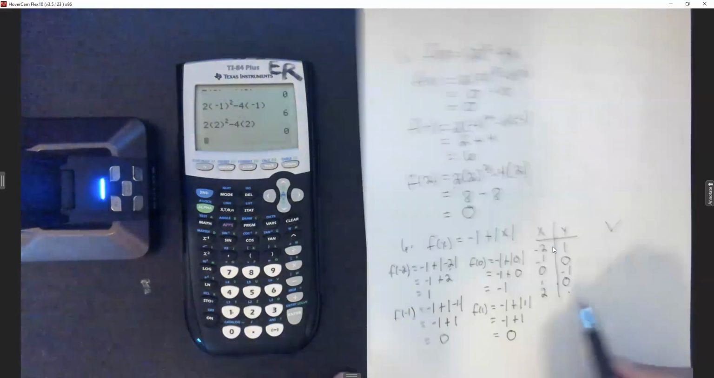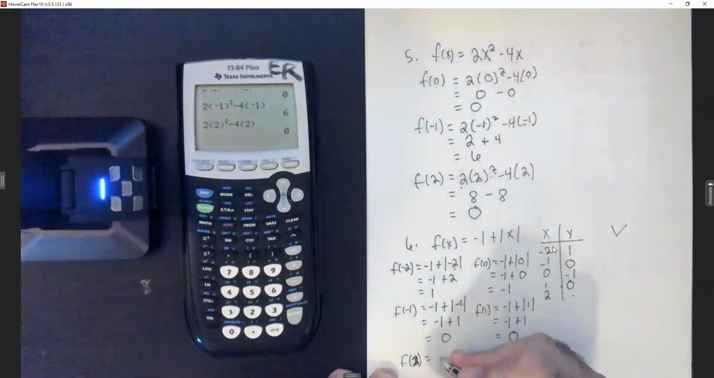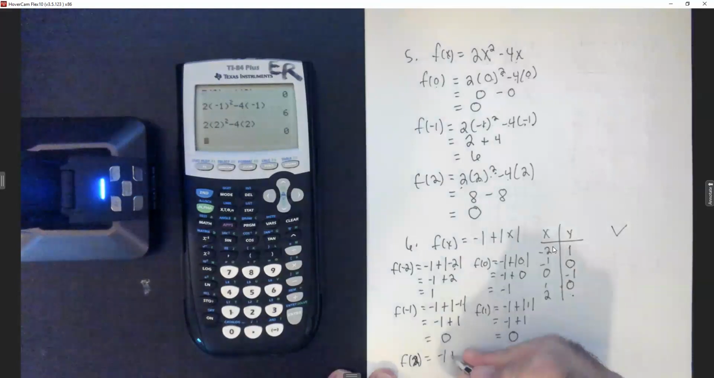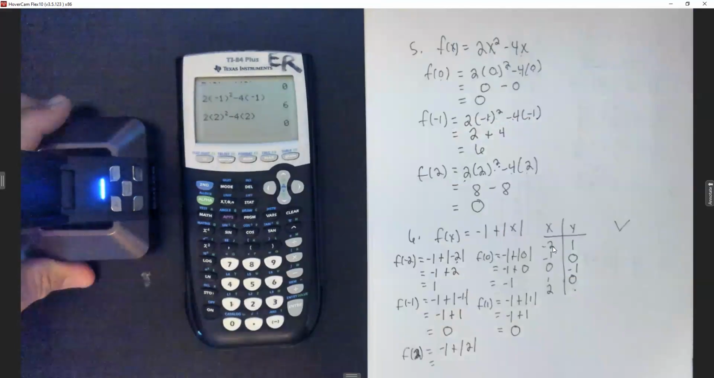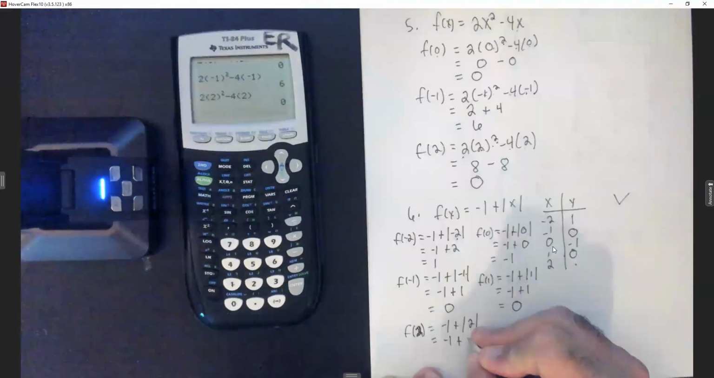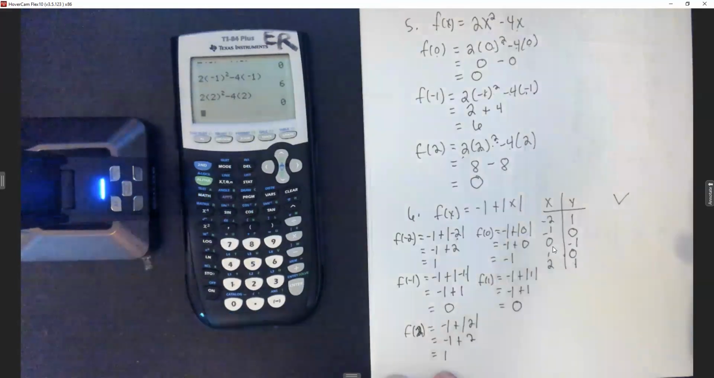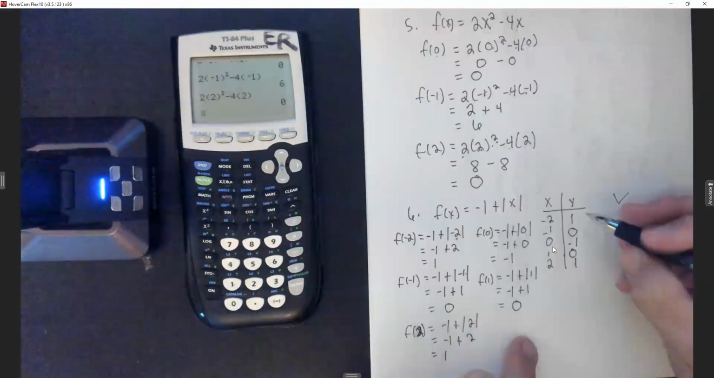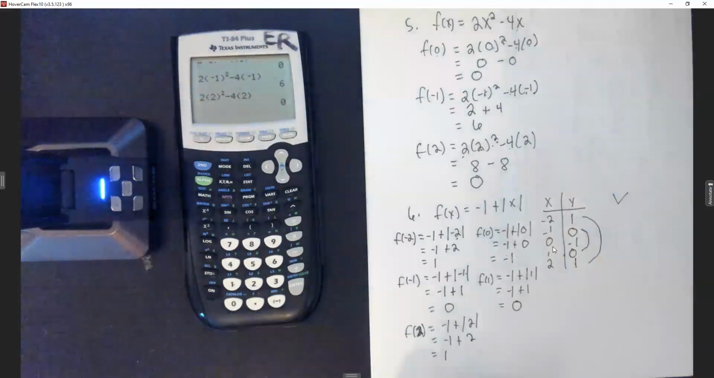So let's see. Whoops, I'm doing f of 2, my bad. F of 2 will equal negative 1 plus absolute value of 2, which will give me negative 1 plus 2. And y'all, negative 1 plus 2 is a positive 1. So notice I did get symmetry. I got my negative 1 in the middle, and then I got zeros, and then I got 1s outside of that. So since this is the absolute value tool, when you graph it, we only need 2 of these points.